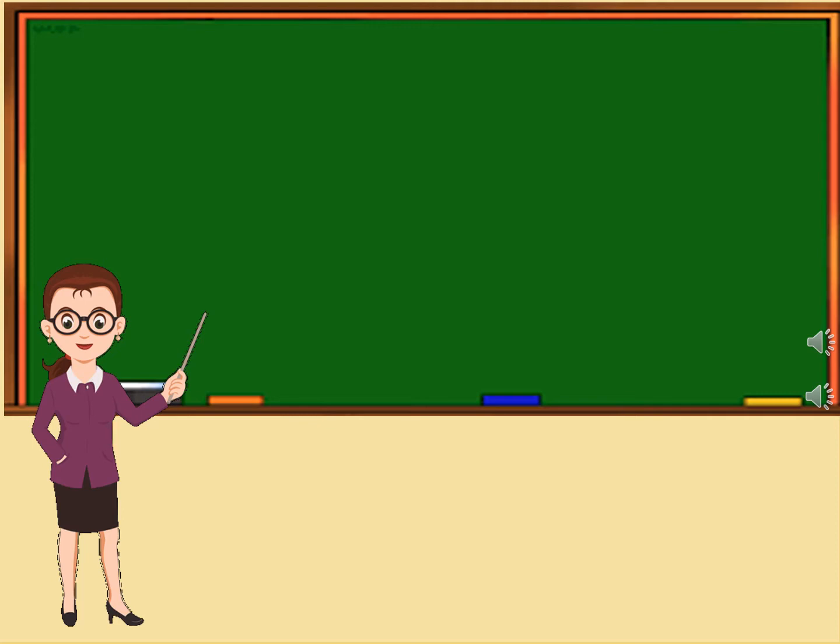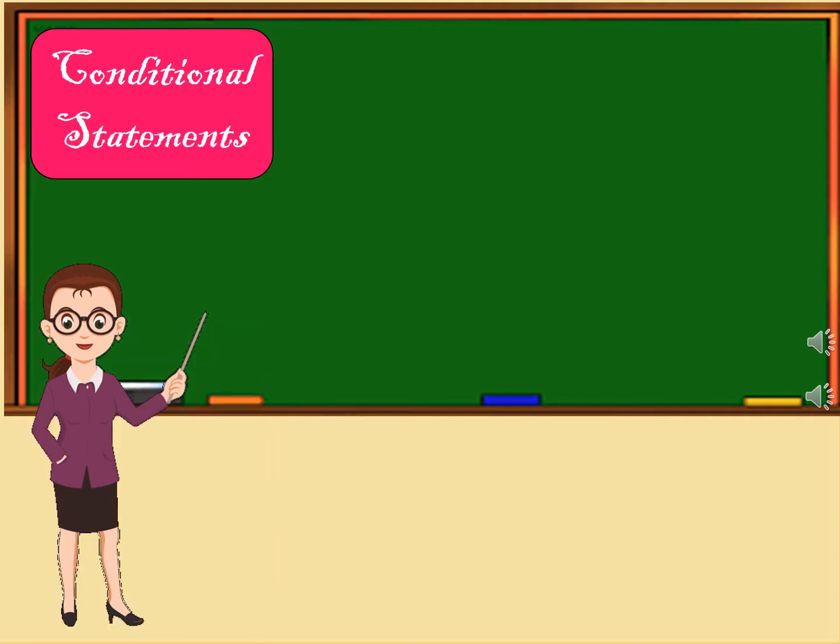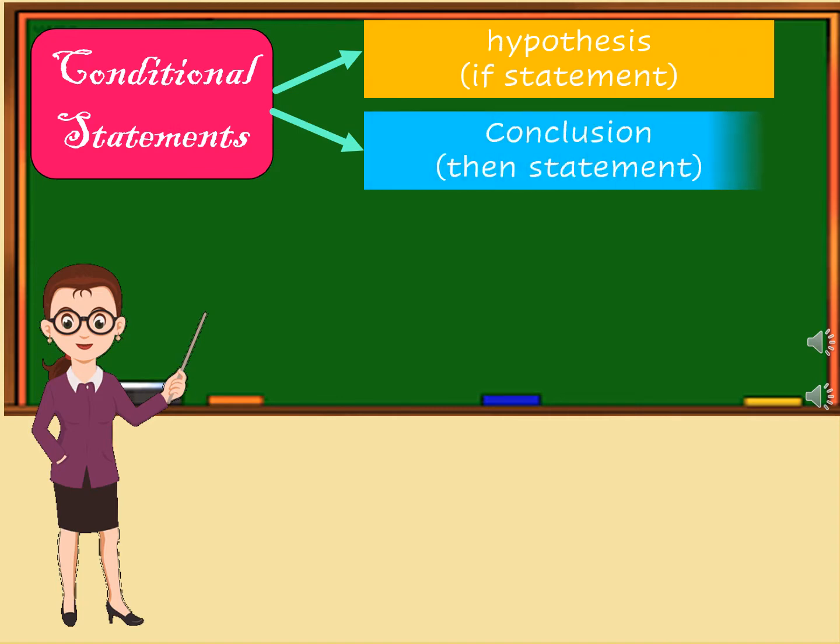Now first, let's recall the last time that we discussed about conditional statements. We know that conditional statements have two parts, the hypothesis and the conclusion. Each part is preceded by the word if and then as indicators of these two parts. That's why they are also called if-then statements. Let's have the example.